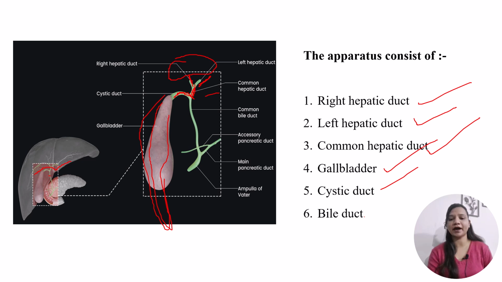And the last one is the bile duct, or common bile duct, or CBD. The duct which is formed by the fusion of the cystic duct and the common hepatic duct is the common bile duct or bile duct. So these are the 6 structures that we are going to learn in this whole series on the extrahepatic biliary apparatus. Moving on.